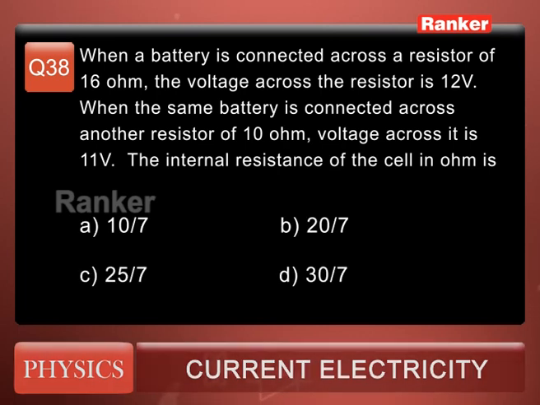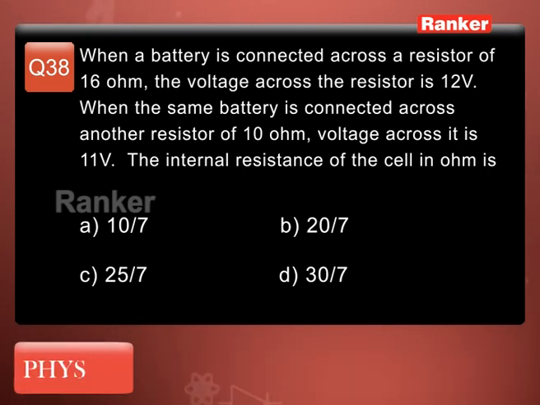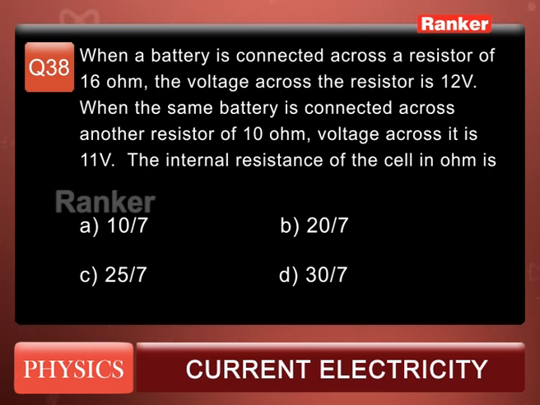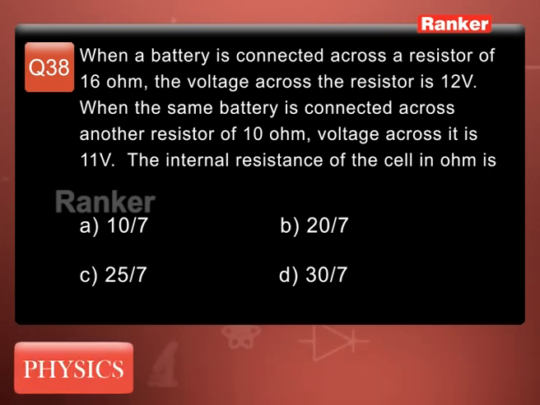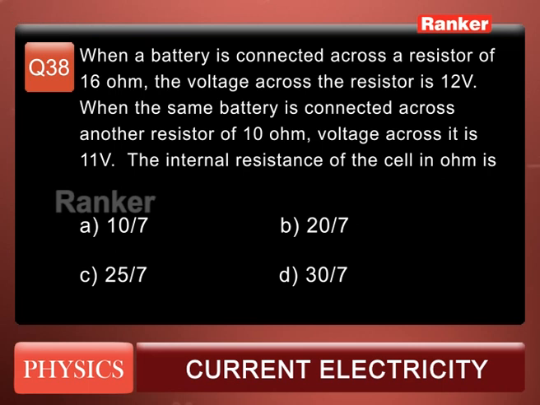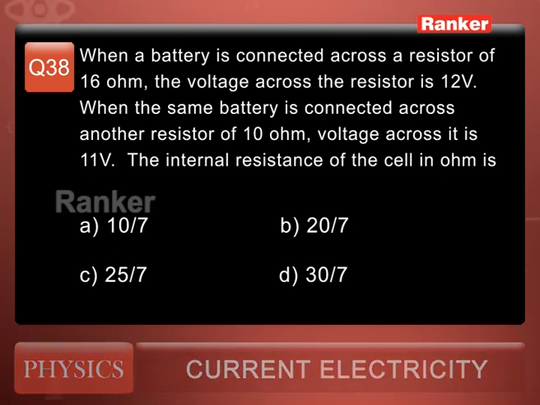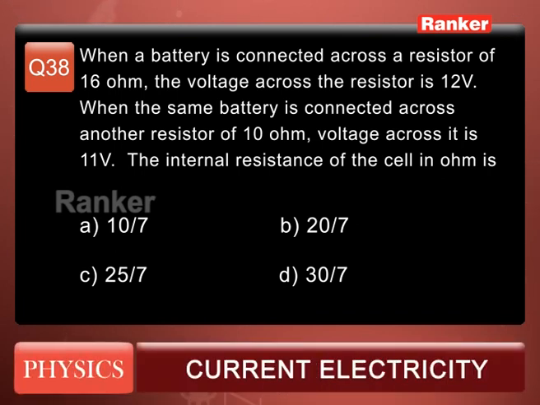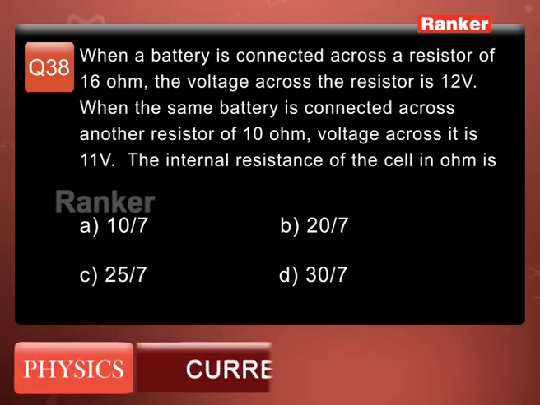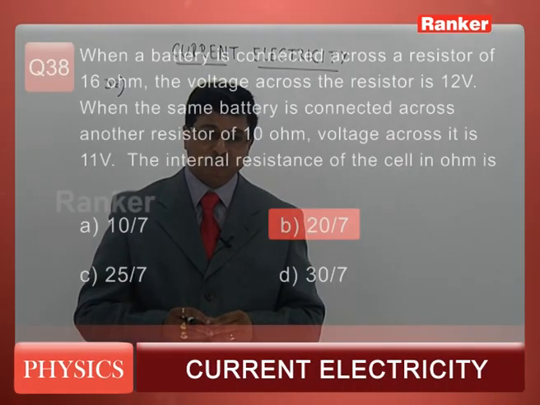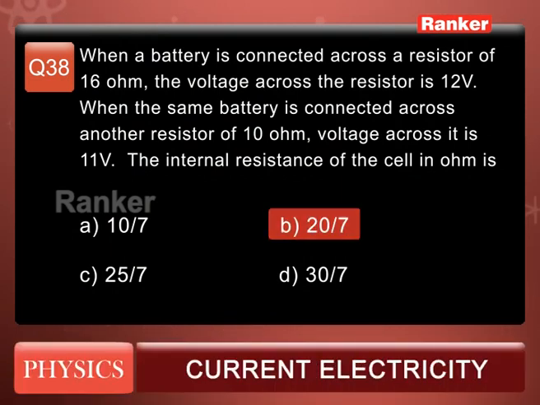When a battery is connected across a resistor of 16 ohm, the voltage across the resistor is 12 volt. When the same battery is connected across another resistor of 10 ohm, voltage across it is 11 volt. What is the internal resistance of the cell in ohm? 4 options are given. 10 by 7 ohm, first option. Second option, 20 by 7 ohm. Third option, 25 by 7 ohm. And fourth option, it's 30 by 7 ohm. The correct answer for this is 20 by 7, which is the second option for us.